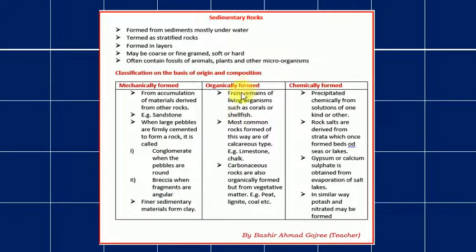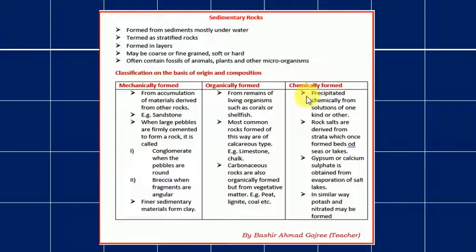Organically formed rocks are formed from remains of living organisms such as corals or shellfish. The most common rocks formed this way are of calcareous type, for example, limestone and chalk. Carbonaceous rocks are also organically formed, but from vegetative matter. Examples are peat, lignite, coal, etc.